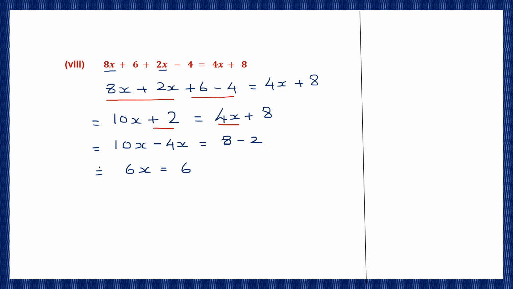So now we can find the value of x. On the left hand side I have 6x and on the right hand side I have 6. Now I'm going to transpose this 6 to the right hand side. It's going to become division. And 6 divided by 6 is equal to 1. So we have found the value of x to be equal to 1.